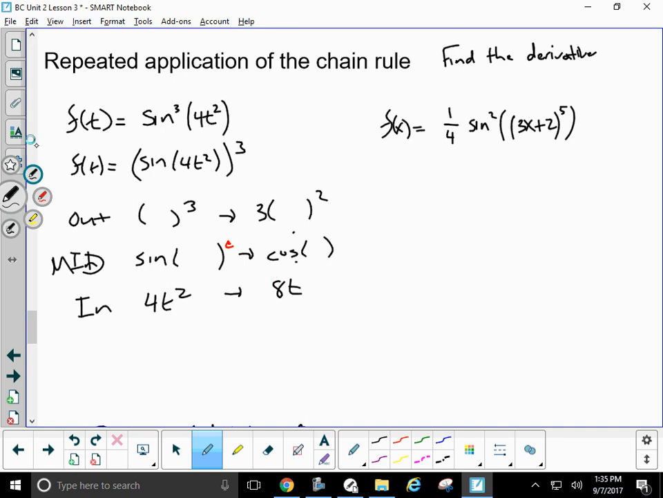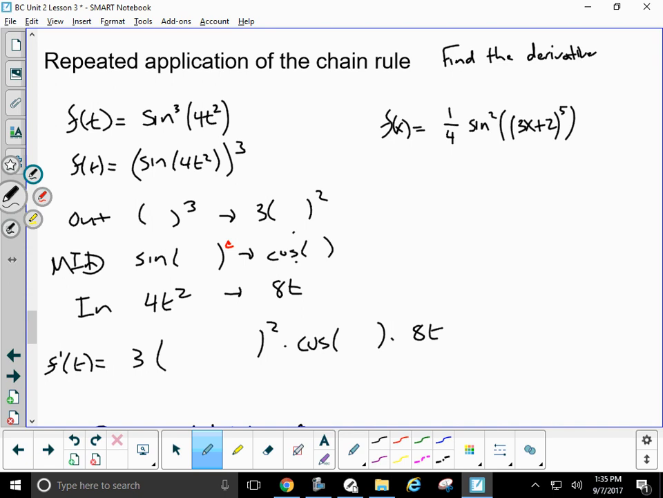Okay, so let me just write out what the derivative looks like. It's 3 stuff squared times cosine of stuff times 8t. Right, that's simple. Just work outside to inside. Multiply the derivatives of each of the pieces.